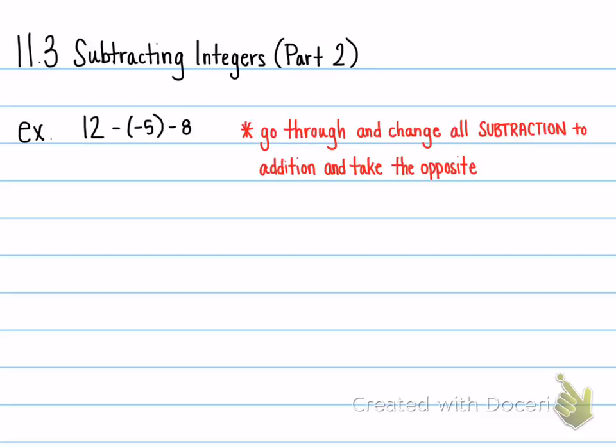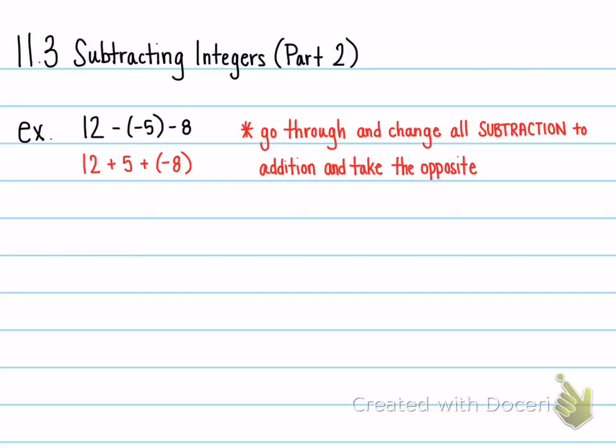So the 12 will not change because it's the first number in the problem. The minus becomes a plus, and negative 5 will become positive 5. And then we have minus 8, so this minus will also become a plus, and that 8 will become negative 8. So what we're left with here is 12 plus 5 plus negative 8.